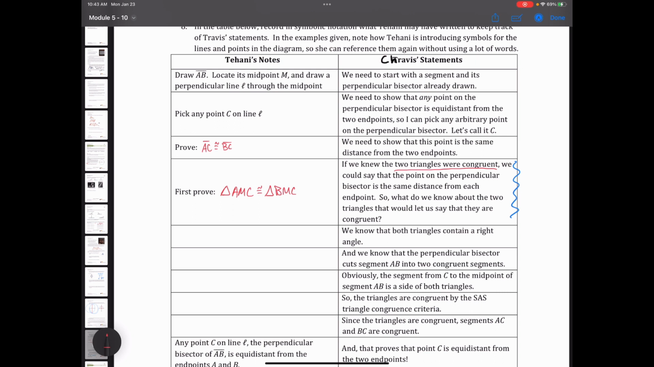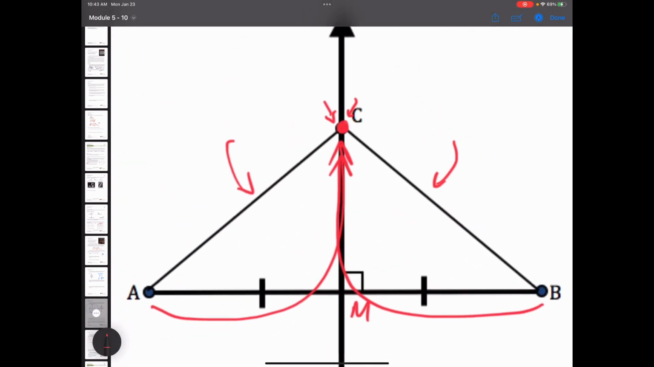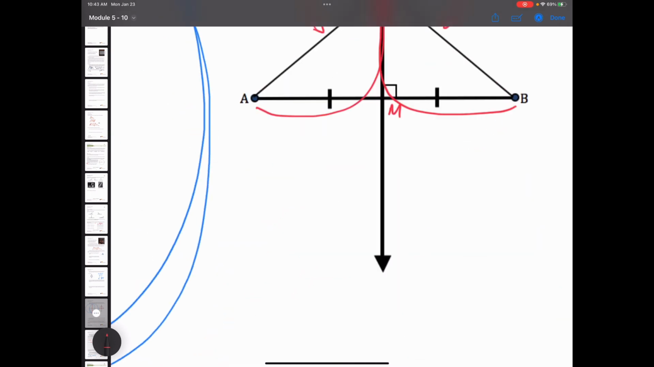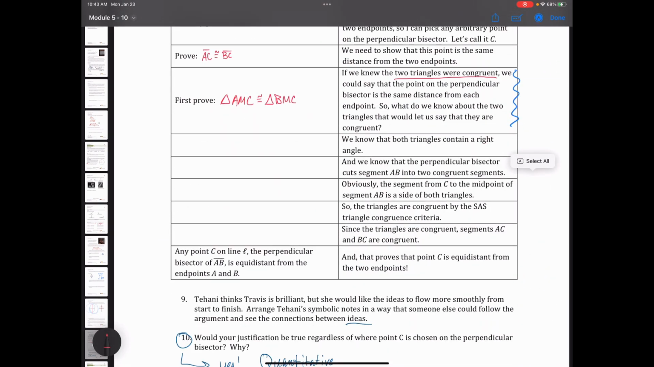Okay, we know that both triangles contain a right angle. How do we say that? Not graphically. How do we say that symbolically? I feel like I know how to do this. I just don't know how to put it into words like it's asking. Well, now we've got to put it into words. This is what we're learning today.